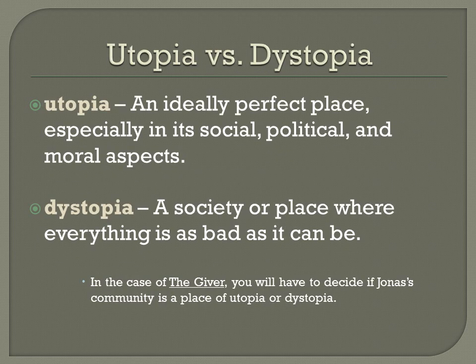Utopia versus dystopia. Utopia is an ideally perfect place or society, especially within its social, political, and moral aspects. Nothing is wrong. Everything is perfect. Okay. A dystopia, however, is a society or place where everything is as bad as it can be. Okay, so in the case of the novel The Giver, you will have to decide if Jonas's community is a place of utopia or dystopia. Is it a perfect place, or is it not a perfect place? Decision is up to you.